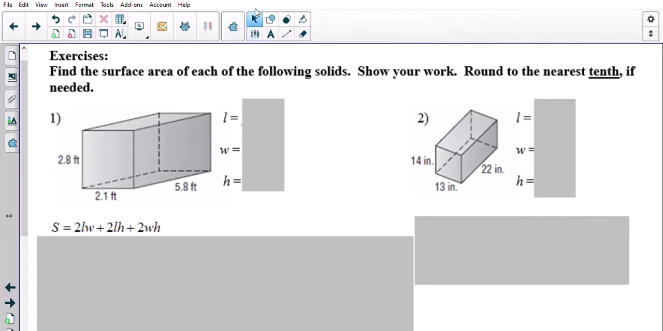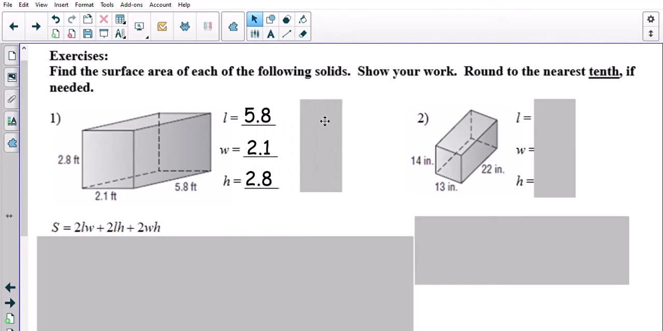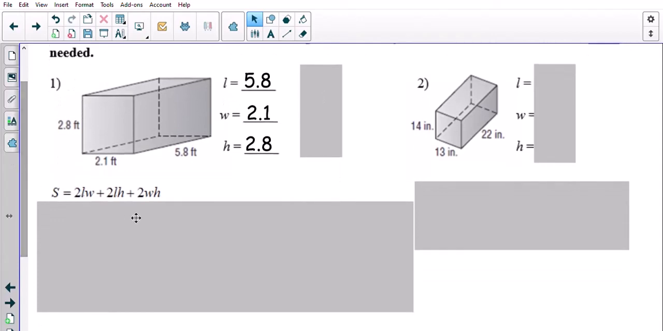The first thing I would decide is which side is going to be your length, which side is going to be your width, and which side is going to be your height. I chose 5.8 for the length, 2.1 for the width, and 2.8 for the height. But you can choose them differently. You'll get the same products. They might just be in a different order. All right, so let's plug these in.